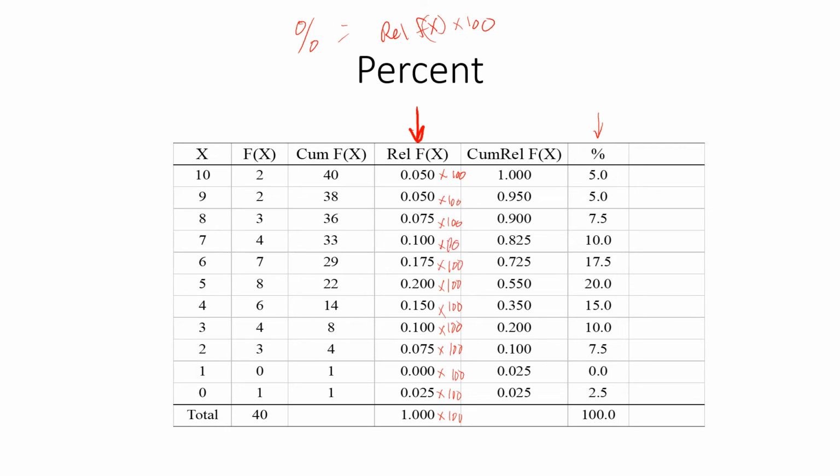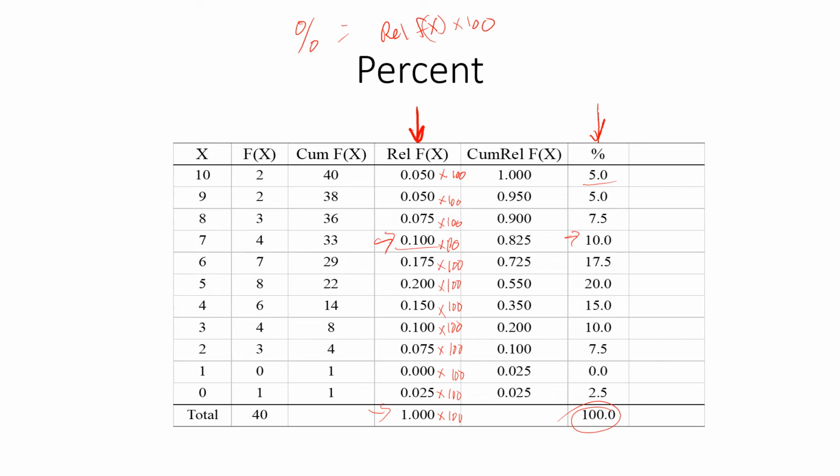Multiply each of those by 100, and you get what's in this percent column. So 0.05 times 100 is 5%. 0.1 here times 100 is 10%. Down here, 1 times 100 is 100%. That's what you should get at the bottom, 100%. Again, rounding errors might make you slightly off on this. You should still round it to 100%.